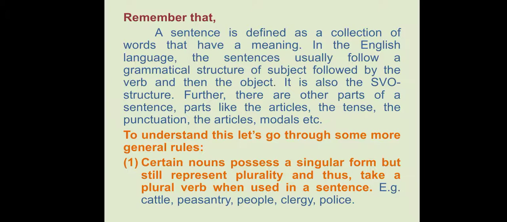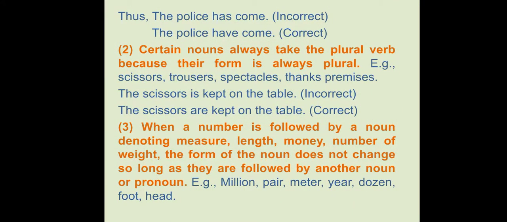To understand this, let's go through some more general rules. We now see some more general rules. First, certain nouns possess a singular form but still represent plurality and thus take a plural verb when used in a sentence. These kinds of nouns are cattle, peasantry, people, clergy, police. Thus, the police has come. Incorrect. We need to write it like this: the police have come.